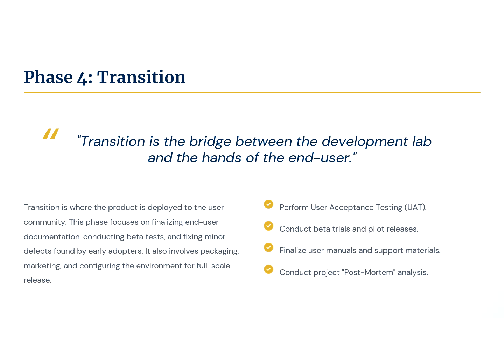So the team performs the user acceptance test and conducts the beta trials. We have already talked about the alpha testing, beta testing, and pilot releases. They finalize user manuals and support materials, and conduct the project post-mortem analysis. Post-mortem means analyzing what happened, why it happened, what were the consequences. If things went well, those practices should be adopted in the future. If things didn't go well, obviously we have to rectify those issues.